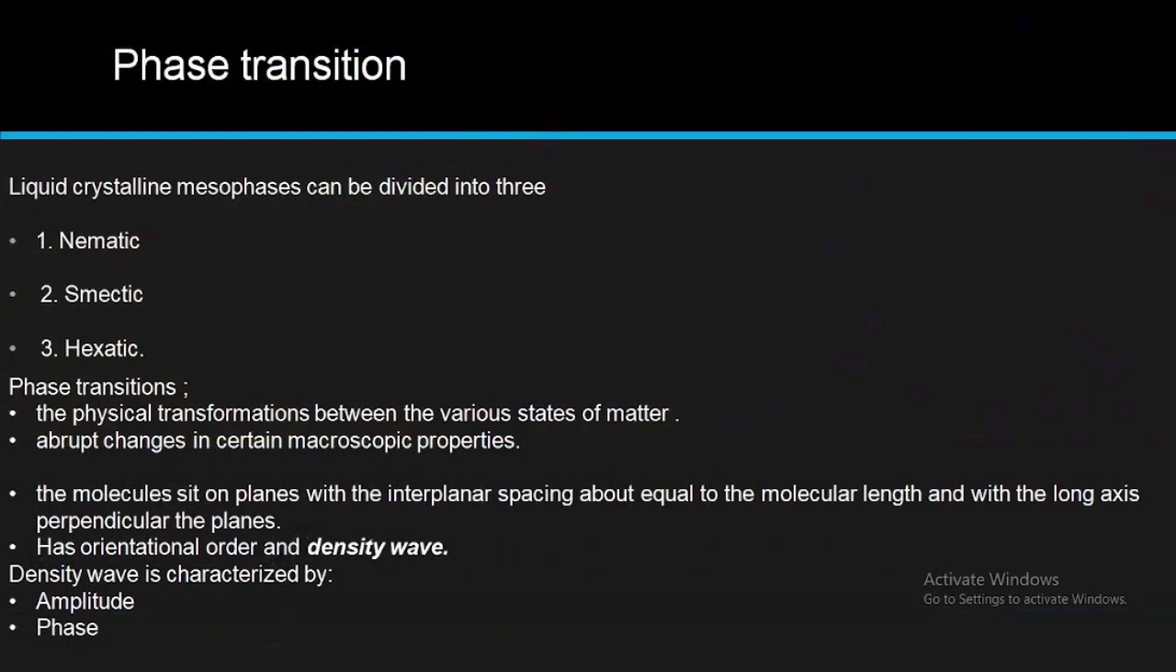I am here to explain the phase transition and pre-critical phenomenon in the case of liquid crystals, in particular. So when we look at the phase transition, let us consider the basic things. We know that the liquid crystalline mesophases are divided into three: one is nematic, second one is smectic, and third one is hexactic.